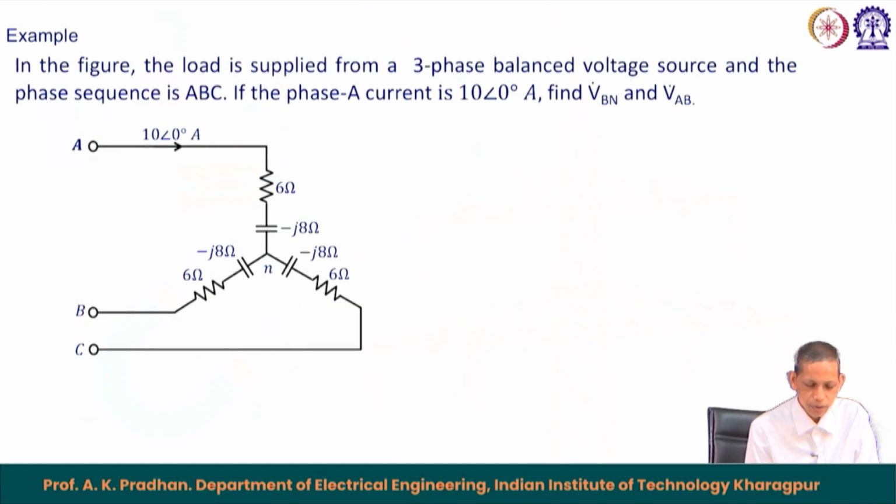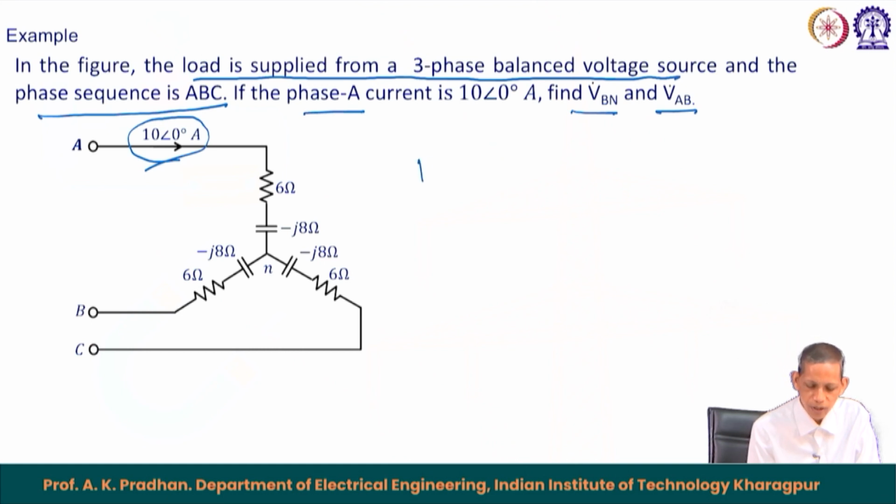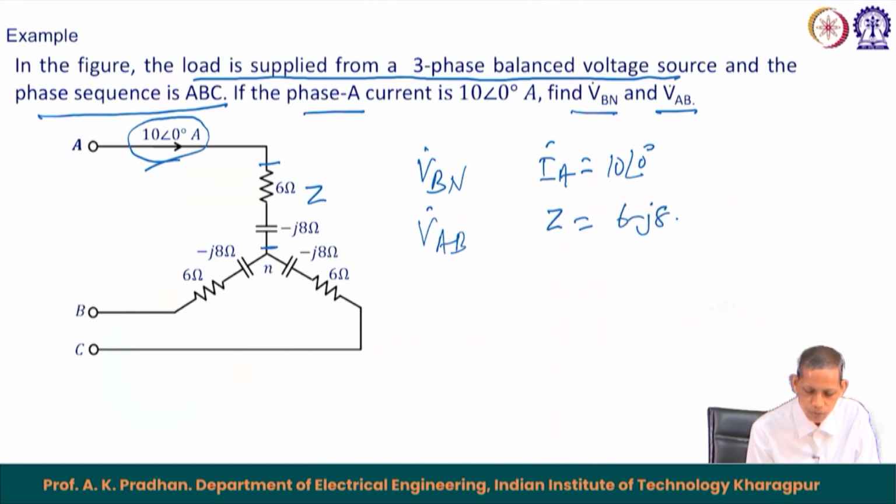The next example: in the figure we have a capacitive load of 6 minus j8 each impedance. The load is supplied from a three phase balanced voltage source and the phase sequence is ABC. If the phase A current is 10 with 0 degree ampere, find VBN and VAB. The question is to find VBN and VAB. The current given is IA equal to 10 with an angle of 0 degree. The impedance Z here is 6 minus j8 ohm.